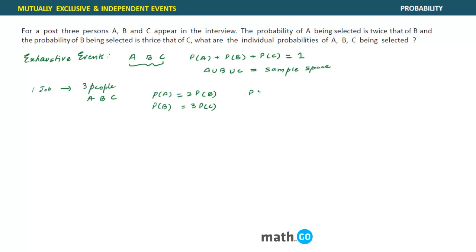Now let me assume that the probability of C is x. Then what will be the probability of B? 3x. Then in return, what will be the probability of A getting selected? Yes, 6x. This is what you can say.